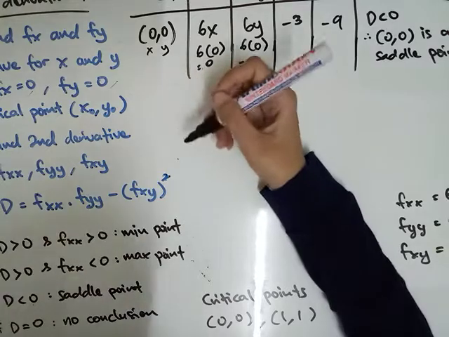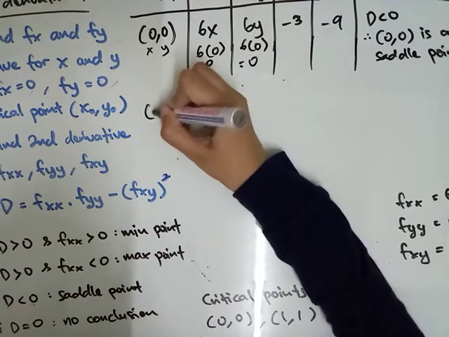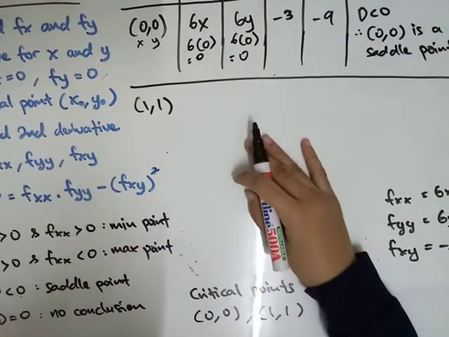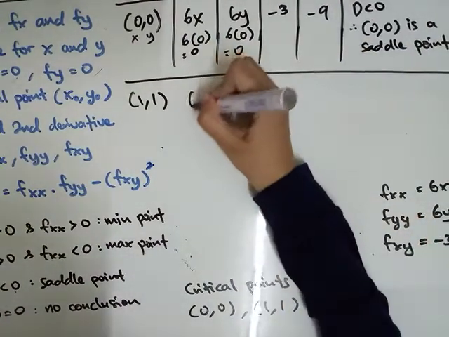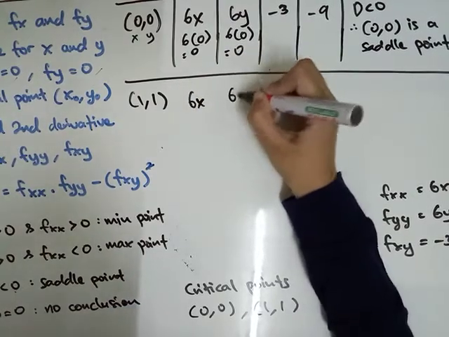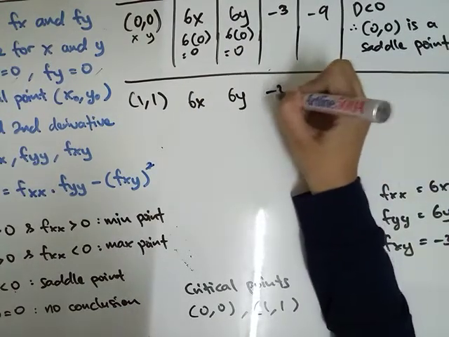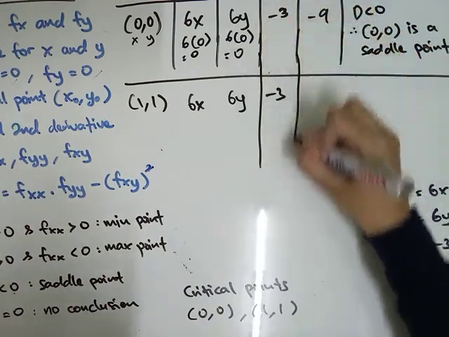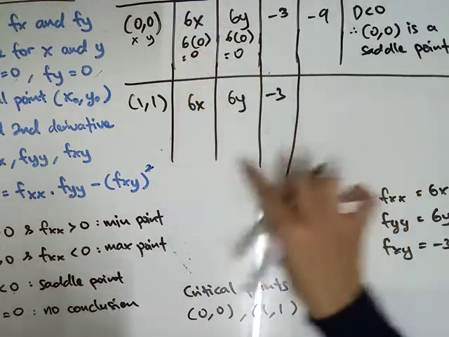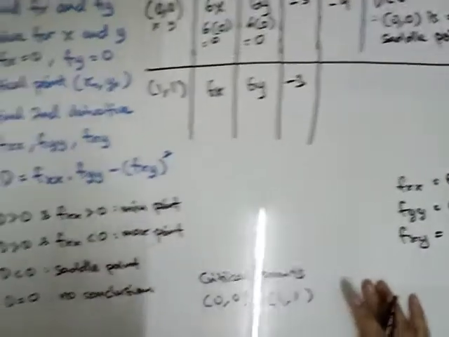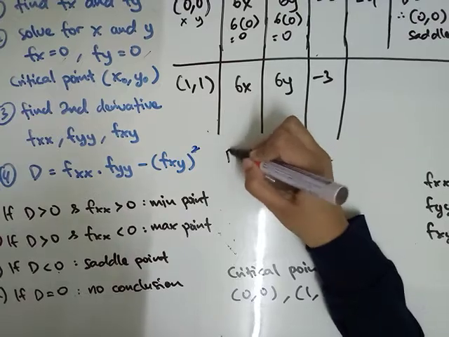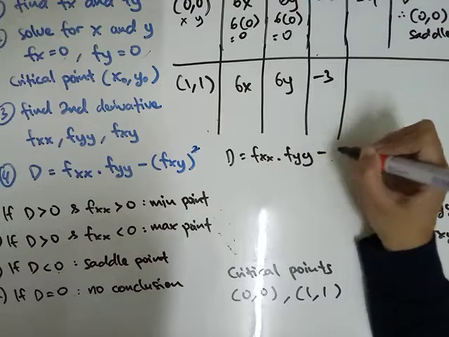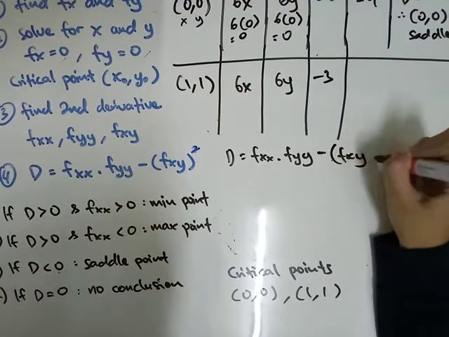So for the second critical point at point (1, 1). Fxx it is 6x also. Fyy also 6y. Fxy it is negative 3. How to find D? How to find D? By using the formula, fxx multiply with fyy minus fxy power 2.